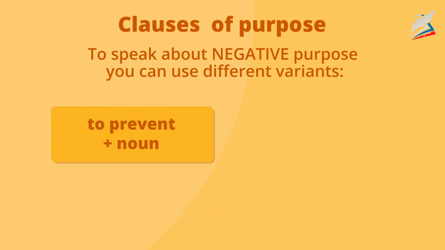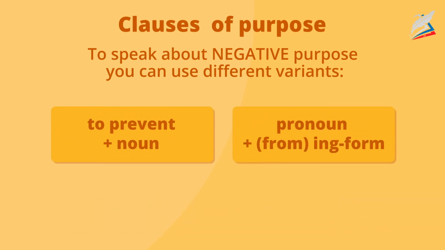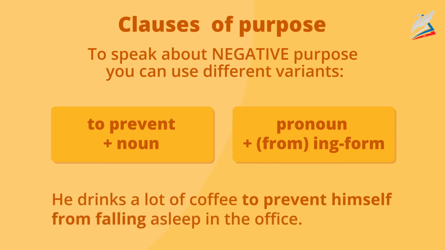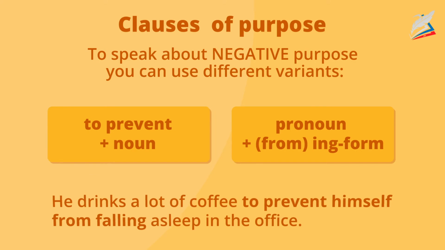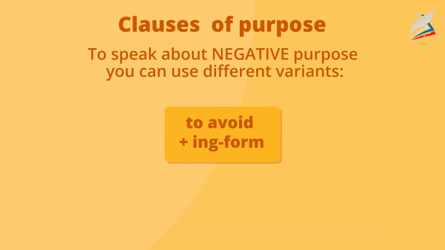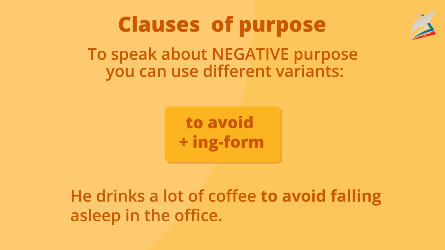To prevent, plus noun, pronoun, plus from, ing form. He drinks a lot of coffee to prevent himself from falling asleep in the office. To avoid, plus ing form. He drinks a lot of coffee to avoid falling asleep in the office.